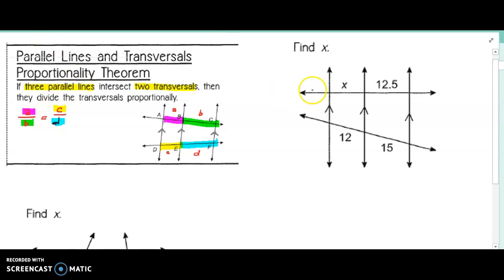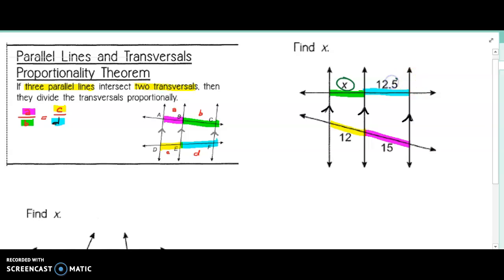All right, so let's go ahead and look at this example. Now, I notice that these three lines are all parallel because these arrows tell me so, and then two transversals cut through them. So I'm going to get my highlighter, and I'm going to highlight each of the four sections a different color just to kind of help me visualize what I'm doing here. You're going to make a lot less mistakes if you use a highlighter. All right, now that I have everything highlighted, I'm going to go in and start my proportions.